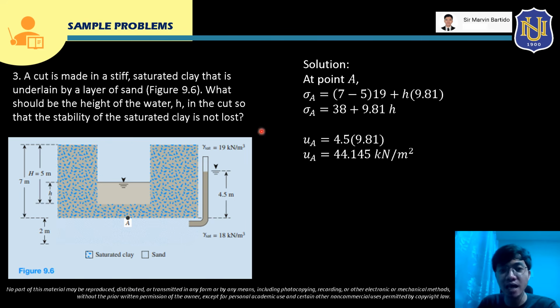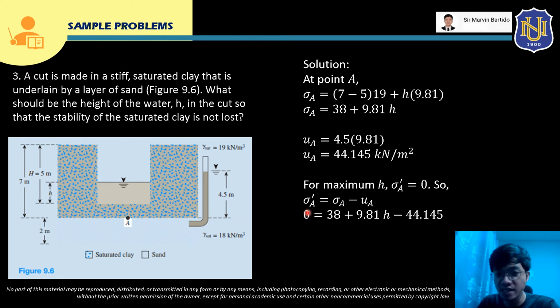Now, class, to determine the height of water H needed so that the stability of our saturated clay is not lost, we need to set the effective stress at point A to 0. So the effective stress is 0, our total stress is this, minus our pore water pressure, this. So the only unknown here, class, is our H. Solving for H, the height comes out to 0.626 meters. So this is the height H of our water that we are looking for.